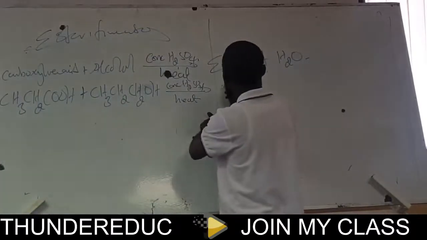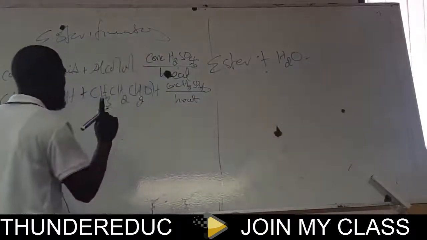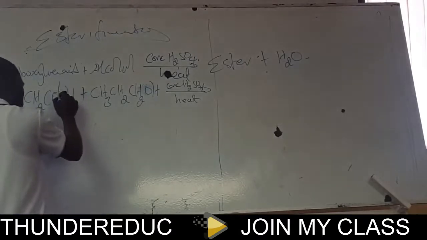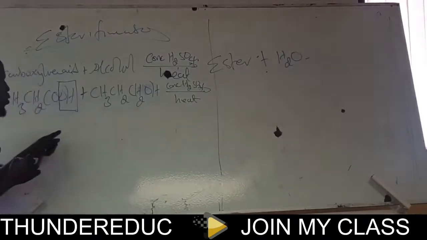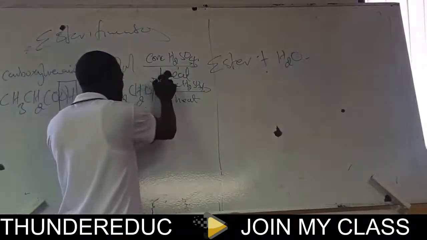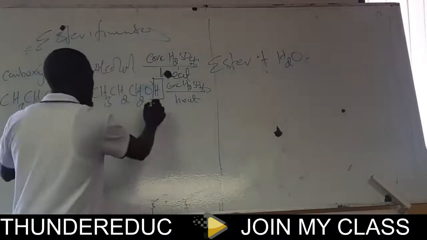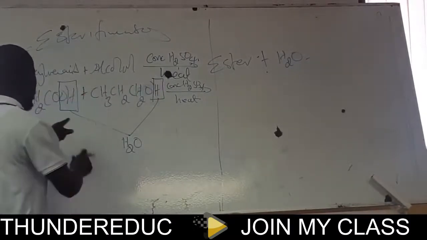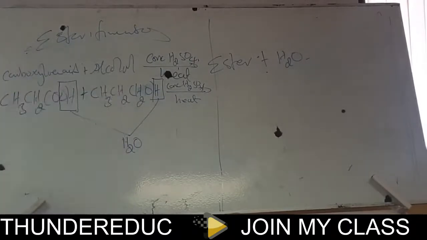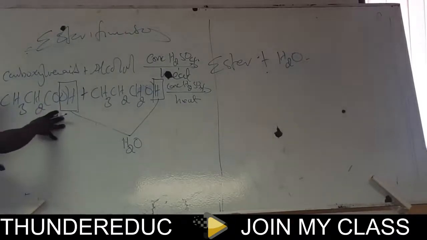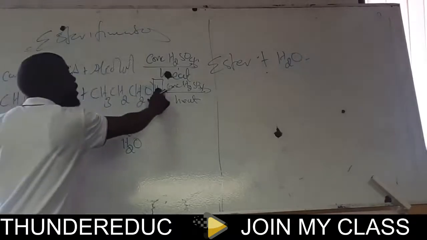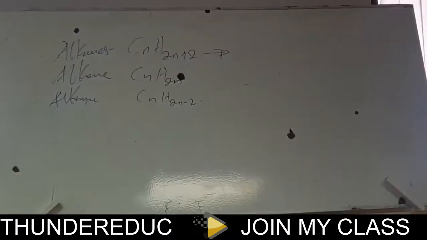Now, after that, now let's see how do we write. Remember, guys, this carboxylic acid is going to lose the OH, while the alcohol is going to lose the H. These two combine to form the water. And then this and this combine to form the ester. Can I repeat? Yes. The carboxylic acid will always lose OH. The alcohol will only lose the hydrogen.